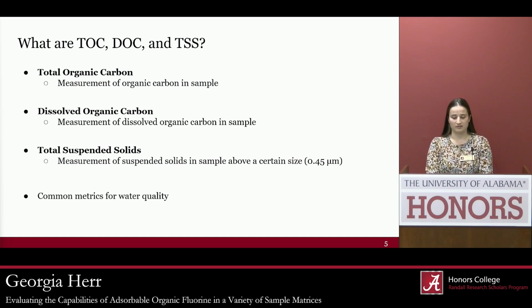Total suspended solids are a measurement of total solids in a wastewater sample, in this case above 45 micrometers. And all three of these are very common metrics for measuring wastewater quality, and in general, at the end of a wastewater treatment process, we want to see all of these contaminants at very low levels.